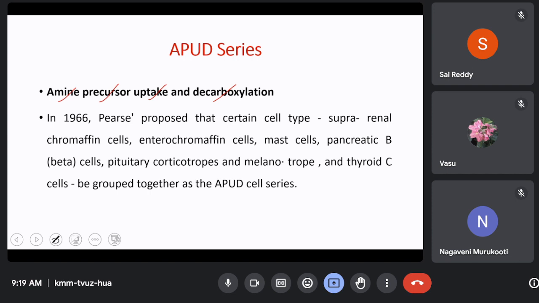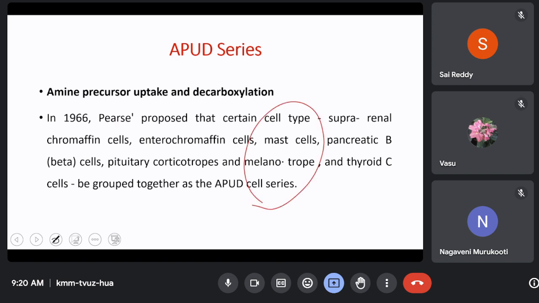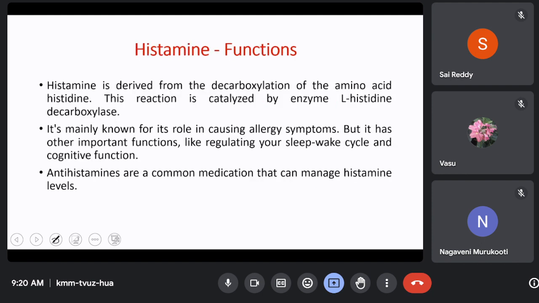This term was coined by Pearse in 1966 for various cell types like suprarenal chromaffin cells. So this is the third chromaffin cell. One is present in the medulla, the other is present in the intestine, and the third one is present in the kidney. What we call suprarenal chromaffin cells means adrenal medullary chromaffin cells. And enterochromaffin cells, mast cells, pancreatic beta cells, pancreatic corticotropes, melanotropes, thyroid C cells, all these together constitute the APUD cell series. That is nothing to explain from my side. You have to remember this entire thing when I share the PPT. You try to remember this.